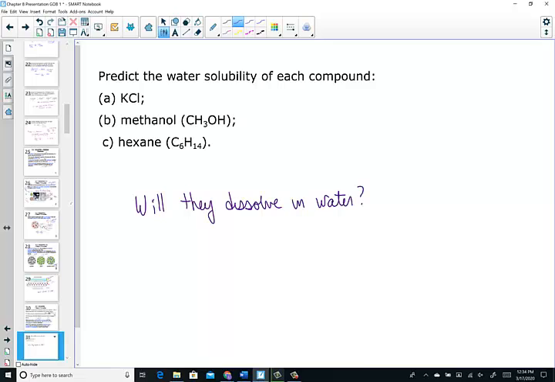Well, letter A is potassium chloride. Did you recognize this as an ionic salt? It's built of a metal and a nonmetal. When KCl is dissolved into water, it is a strong electrolyte. It 100% dissociates and releases aqueous ions. So yes, because it's a salt, it is water soluble. Ionic salts that are water soluble dissociate.